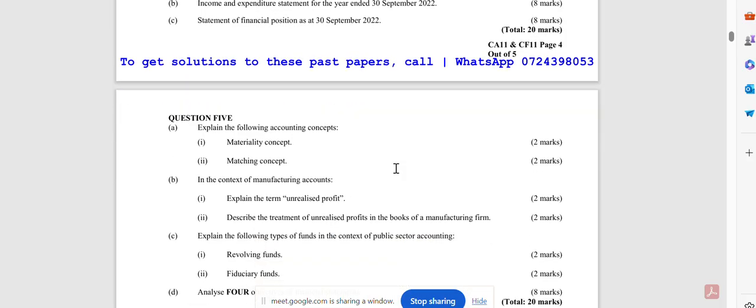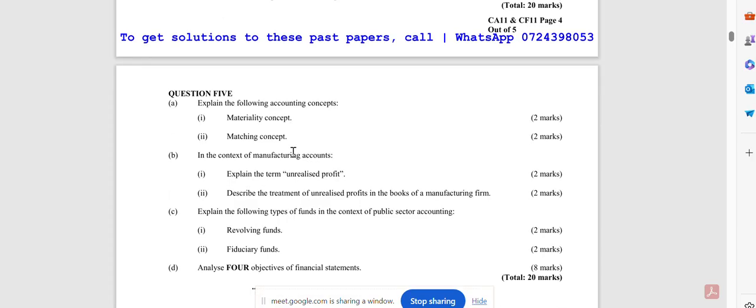So this is what I was talking about. You can see question 5A. This one is that topic on accounting theory, materiality, matching, but we are going to do that. So let us discuss this. Explain the following funds in the context of public sector.